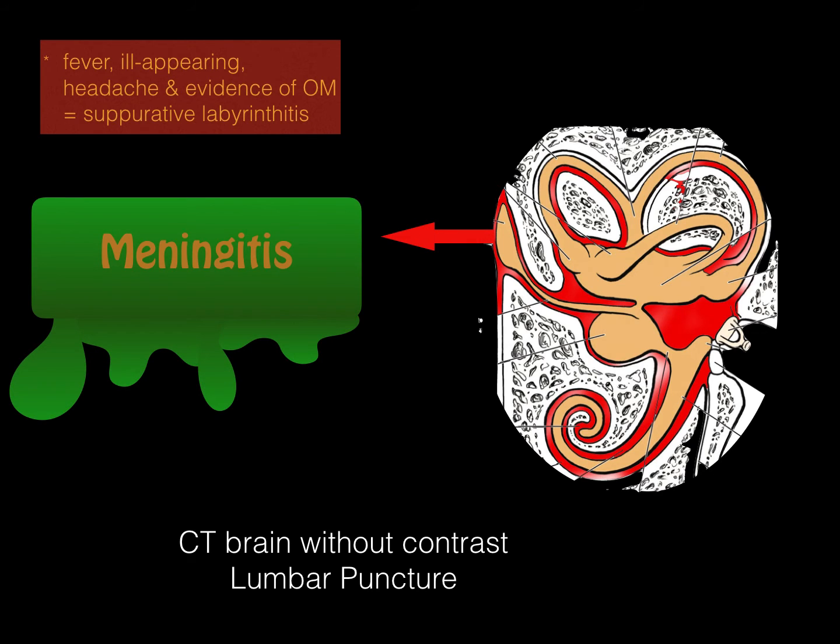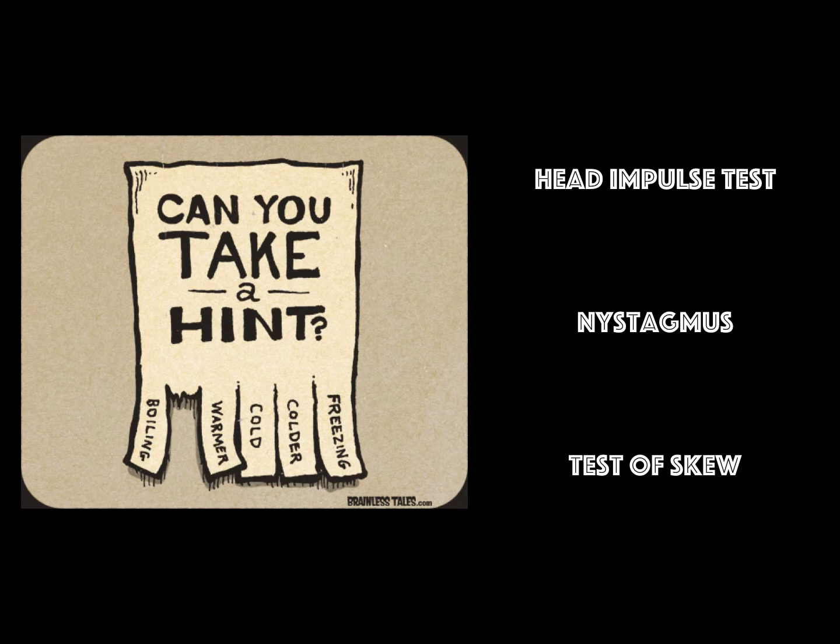So how do we tell the difference between these, at least to the best of our ability? Well, there's something called a HINTS exam that folks have come up with, and this includes the head impulse test, which is where the HI comes from, a review of the nystagmus. Is it unilateral or bilateral? That's the N. And then the T for HINTS is the test of skew.